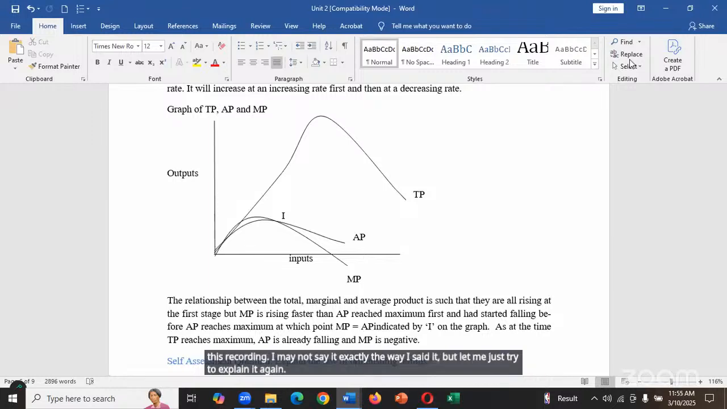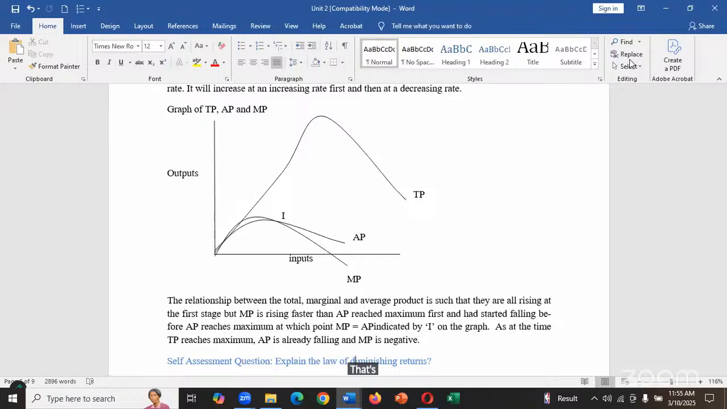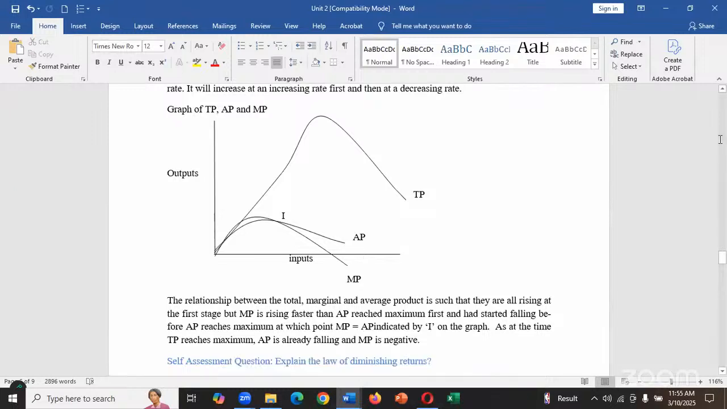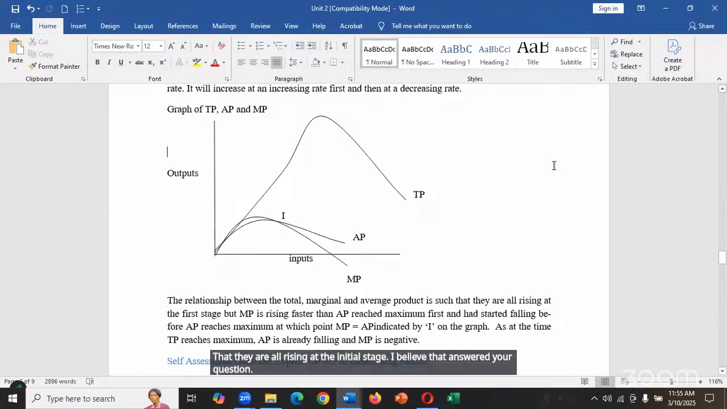At the first stage of the production process, there is a tendency for output to increase, with total product increasing, and marginal and average product also increasing. But the right word I put in here is rising, that they are all rising at the initial stage. I believe that answered your question. Yes, ma. Thank you, ma.